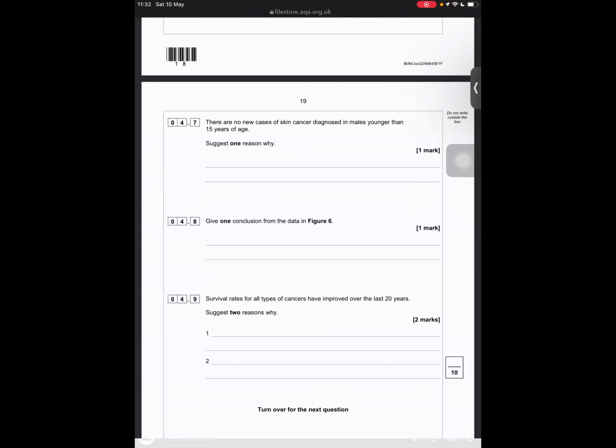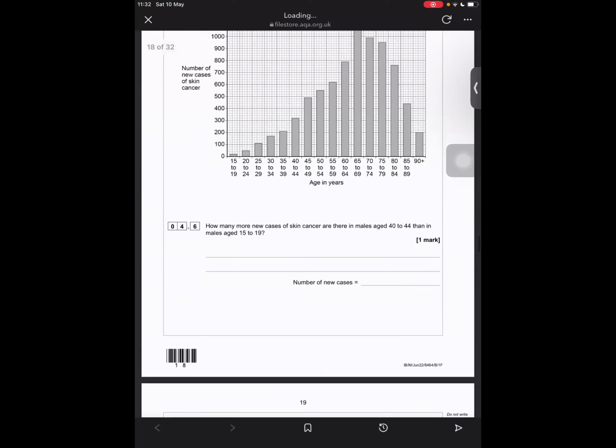Survival for all types of cancers has improved over the last 20 years. I think we've seen a question like this. Suggest two reasons why. Well, obviously, improved patient knowledge, improved knowledge of prevention, yeah, and what else? Better care, right? And improvements in research. So, yeah.